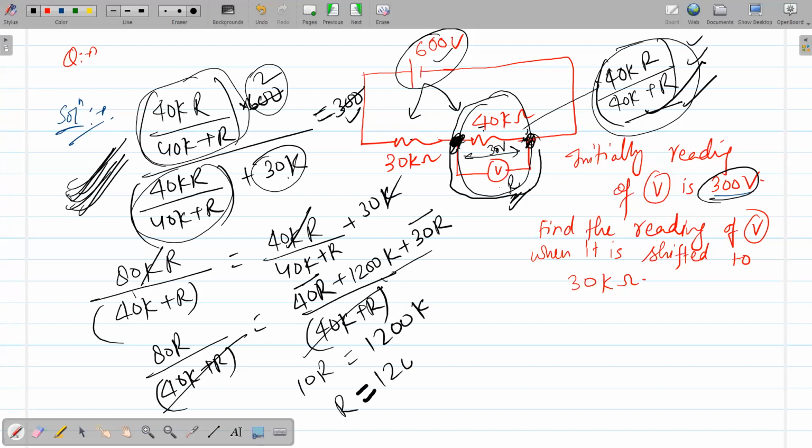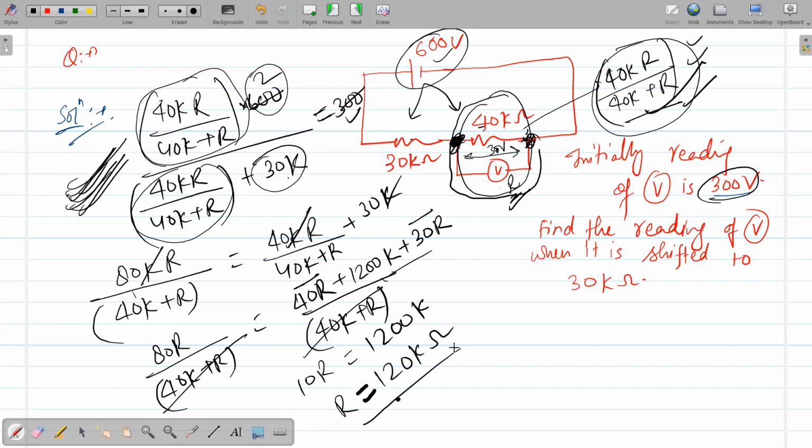Students, tell me, got it or not? By the given information, we just calculated the resistance of the voltmeter. Is it clear?